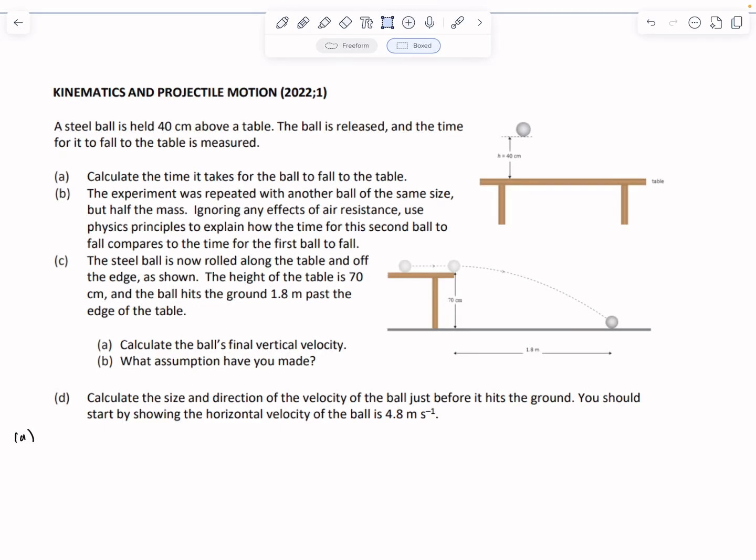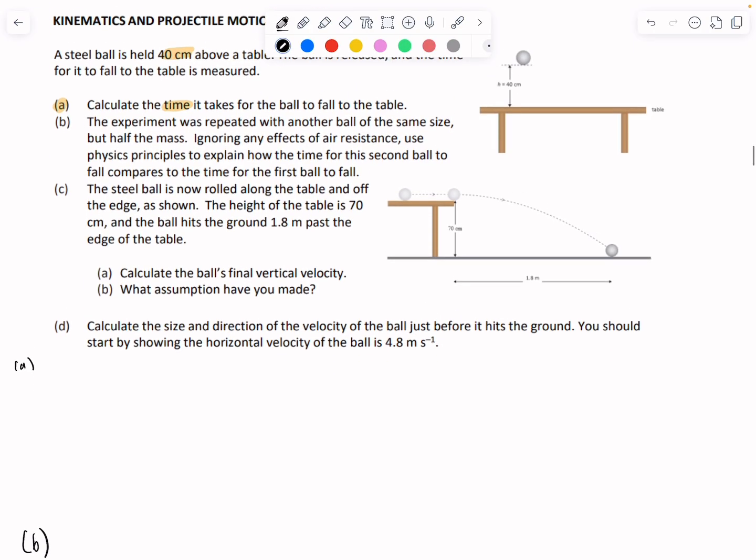2022 projectile motion. A steel ball was held 40 centimeters above the table. The ball is released and the time for it to fall to the table is measured. Calculate the time it takes for the ball to fall to the table. All right, first things first, let's figure out what we have here.